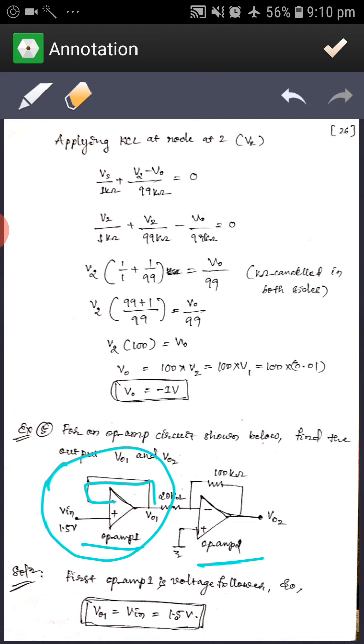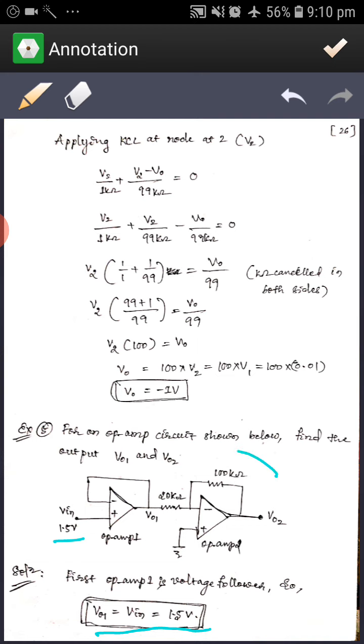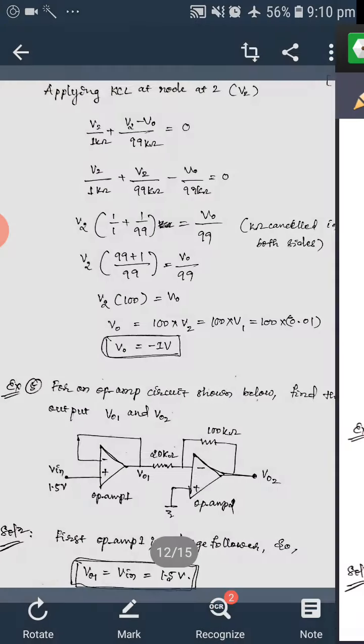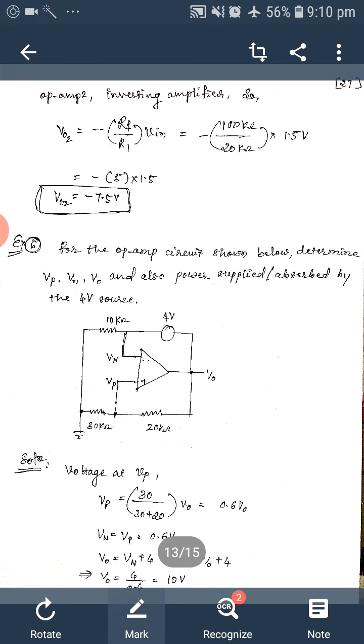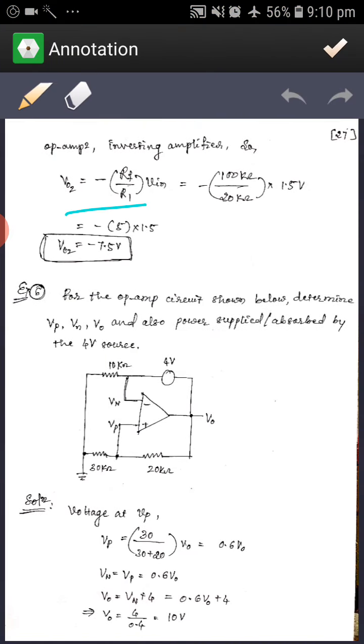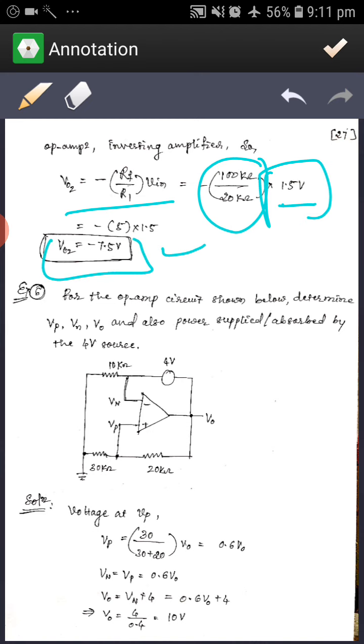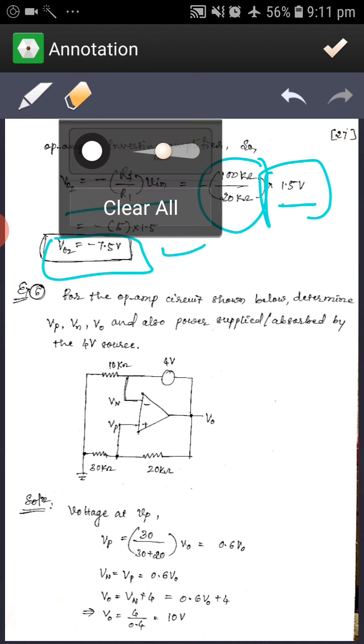So directly V01 is equal to Vin, which is 1.5 volts, but this one is matching with the inverting terminal, as the input is given to the negative terminal with feedback. So directly we can apply V02 is equal to minus RF by R1 into Vin. We can put the values directly, and the input is 1.5 volts. So V02 is equal to minus 7.5 volts.